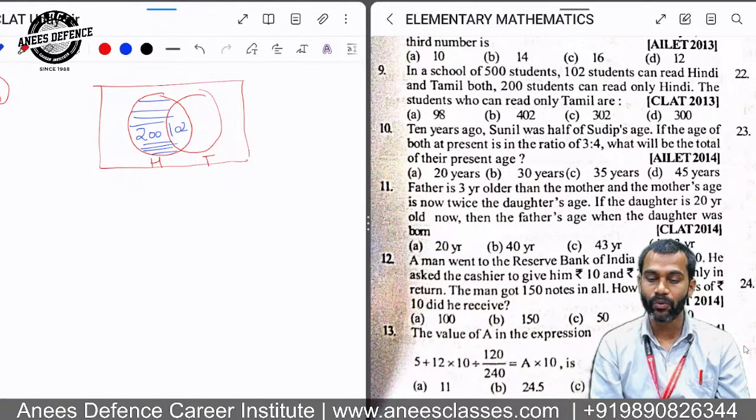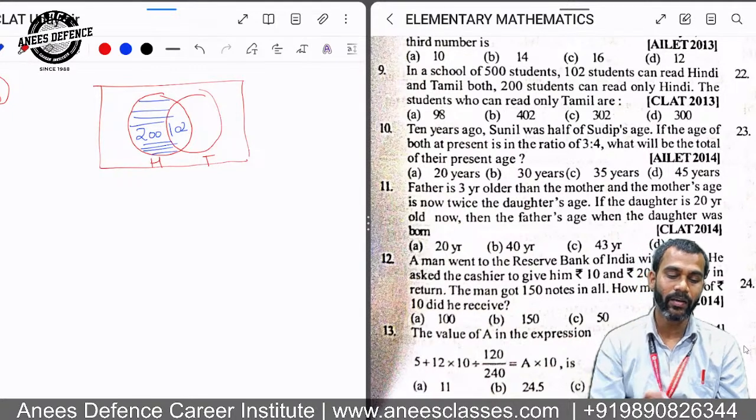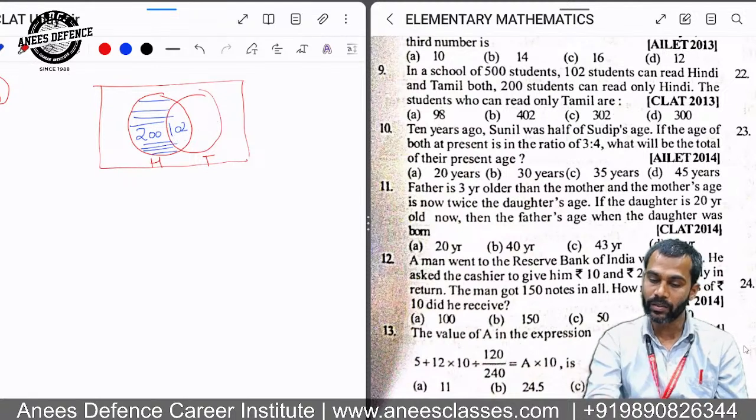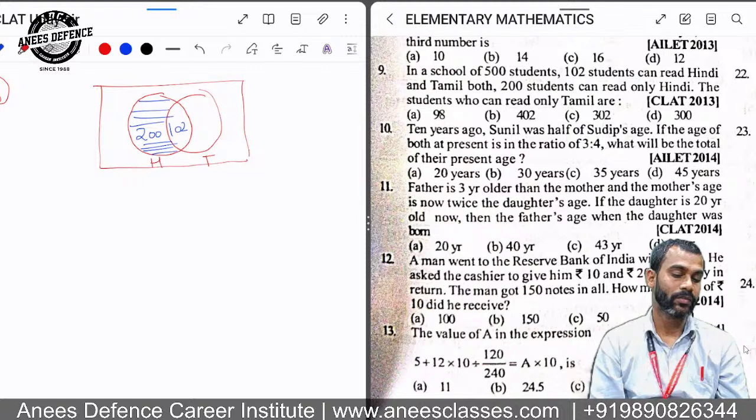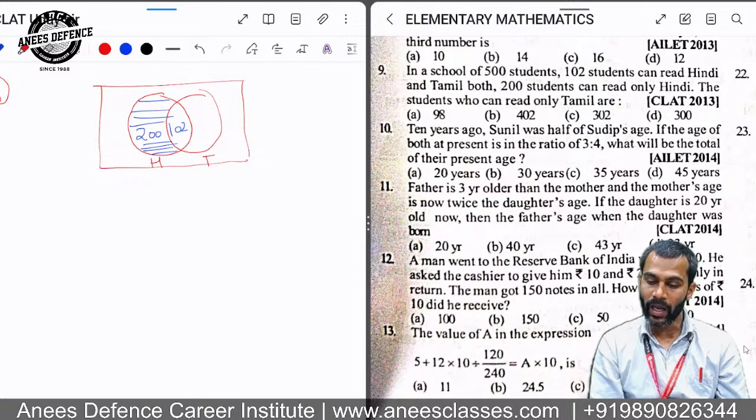302 here, and the total students are 500. And now we are supposed to find out the students who can read only Tamil. So 302 we have got. So 198, but there is no option, right?